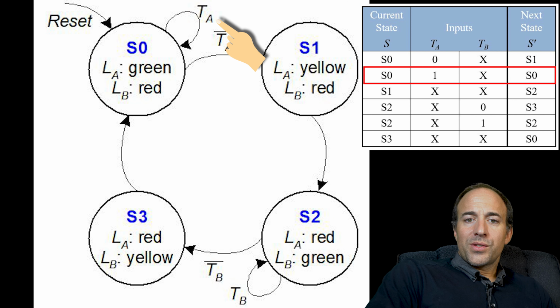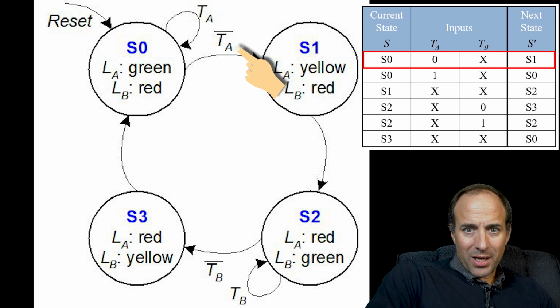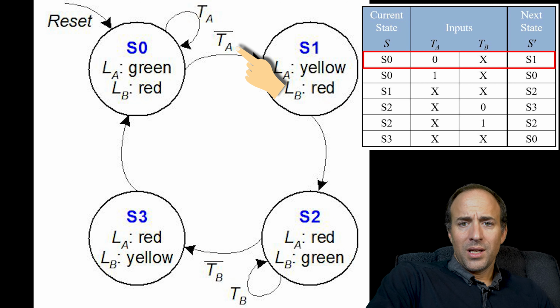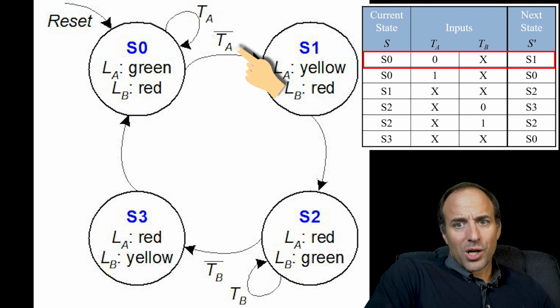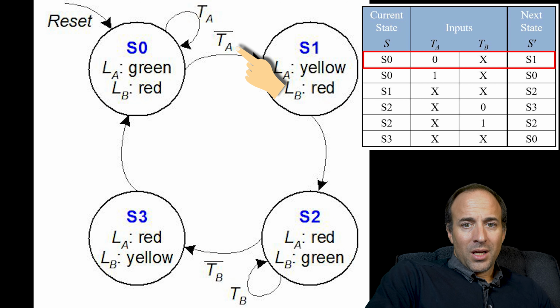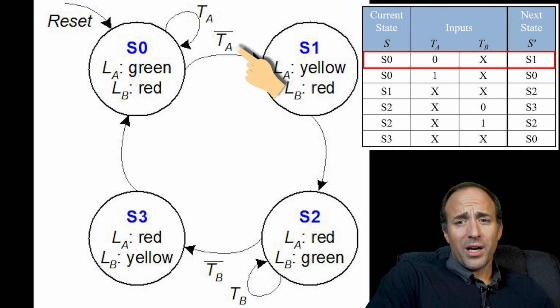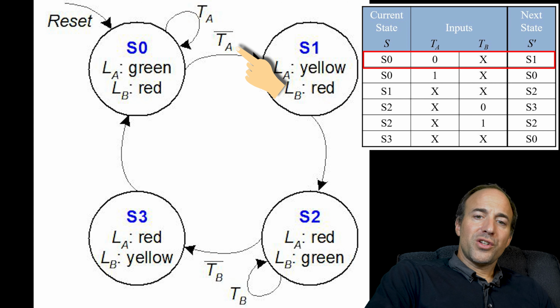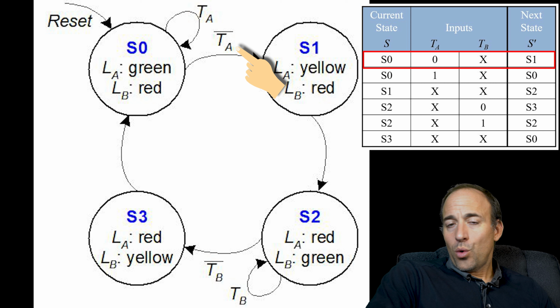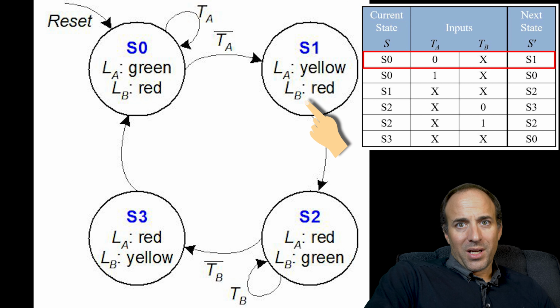But when there is no traffic on Academic, meaning that all the traffic has passed and there's no more activity on that street, meaning that the TA input would be 0, we should begin the process of switching the Bravado light to green. This will happen in our design whether there's traffic on Bravado or not, meaning that TB is still a don't care. For this situation, the next state will be S1, which is the yellow light on Academic.